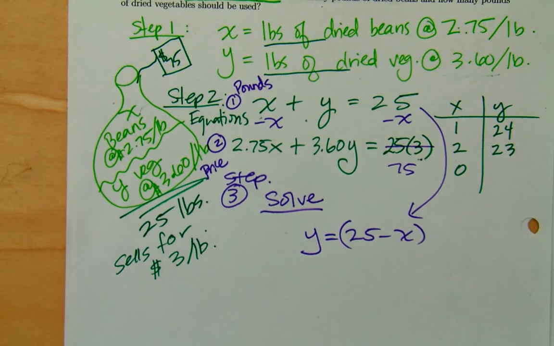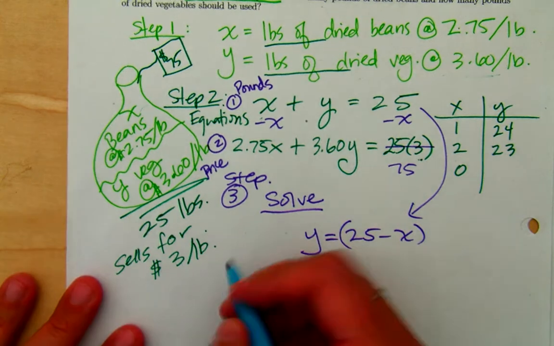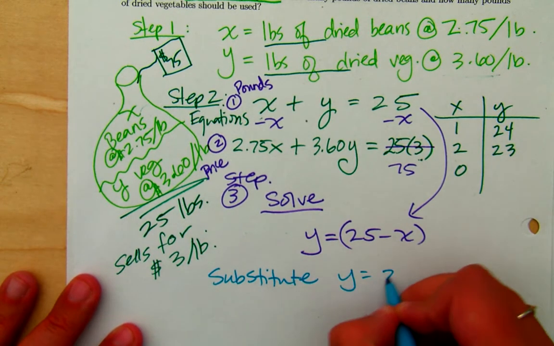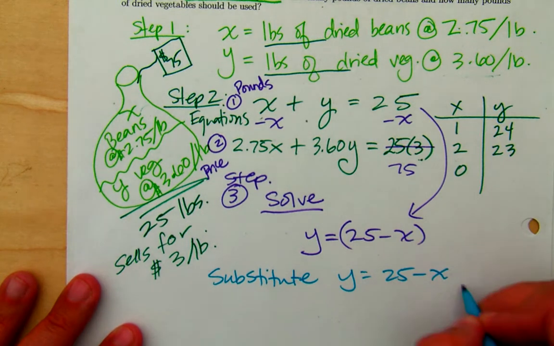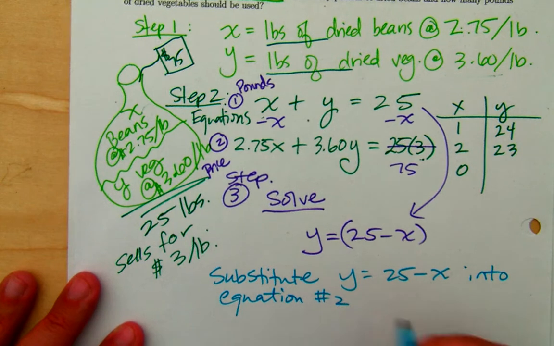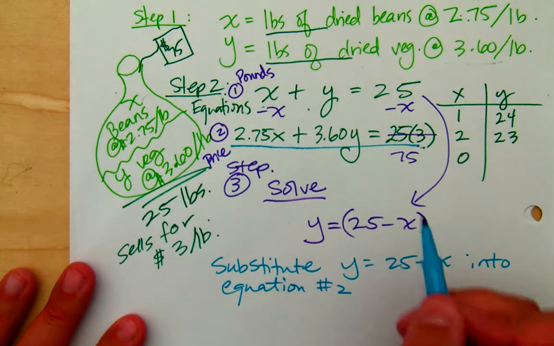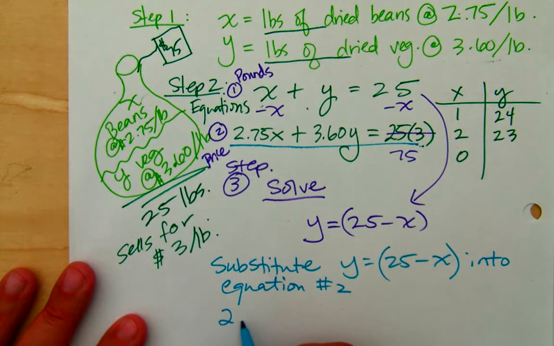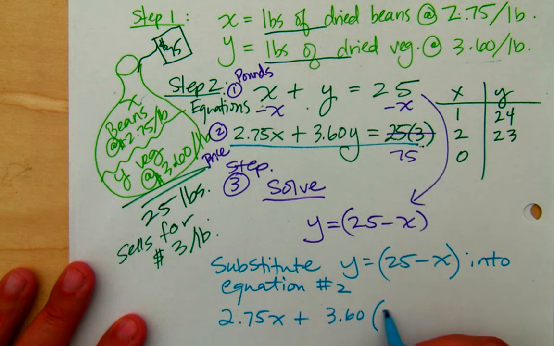And now why did we do that? We're setting ourselves up to do the substitution, right? So we're going to substitute Y equals 25 minus X into equation number 2. So here this is equation number 2, and this is going in for Y. So I leave 2.75x plus 360 times 25 minus x equals 75.